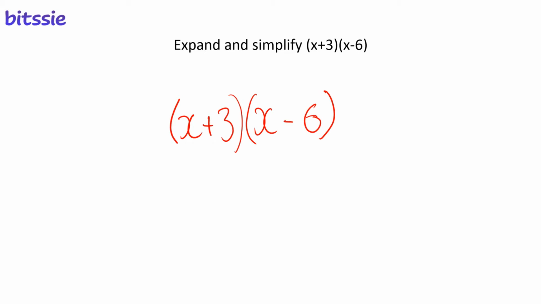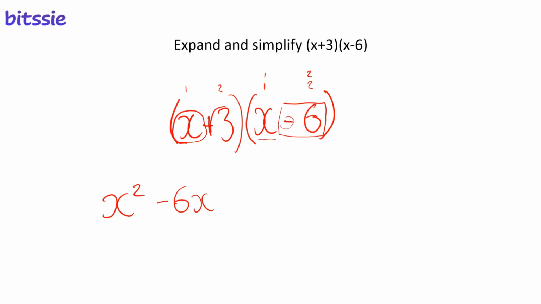Now, how do we expand and simplify? What we need to do is take the first term of the first bracket, then multiply it by both the first and the second, then take the second term and multiply it again by the first and the second. So let's do that. The first term is x, so we multiply it by x, which gives us x squared. Then we multiply it by negative 6. It's important that we remember that the minus sign is there. So x squared minus 6x.